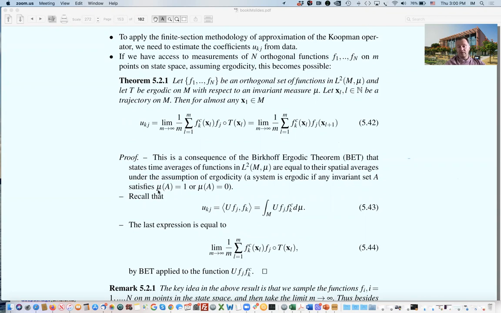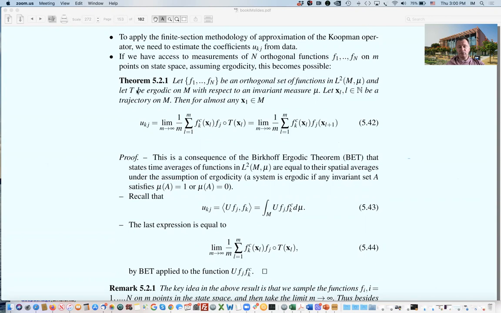So when time goes to infinity, we get repeated cyclic behavior, maybe not coming back to the same point, but coming arbitrarily close to the point repeatedly over and over in time. And let's see how we can estimate from data the coefficients in the Koopman matrix, U tilde n. So we have a choice of functions, and in this case, I'm going to start with an orthogonal set.